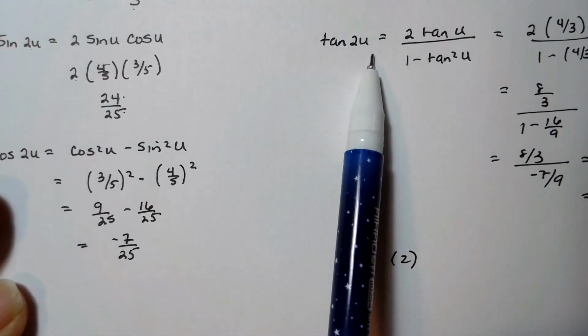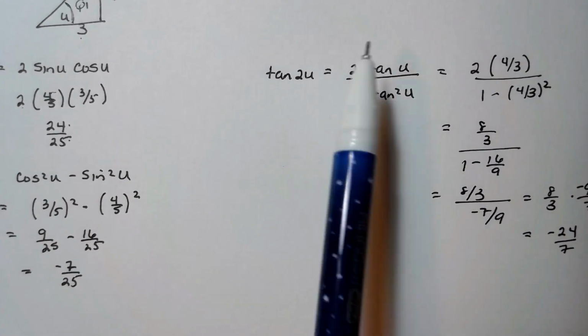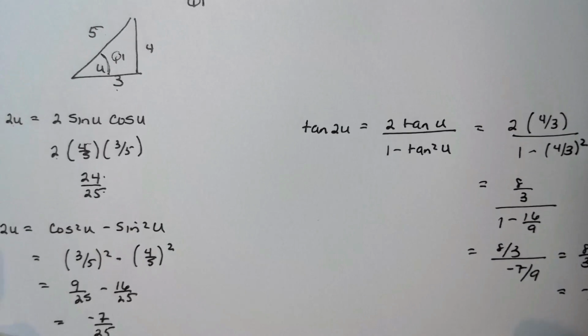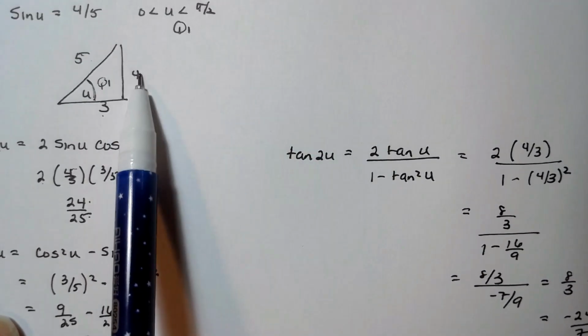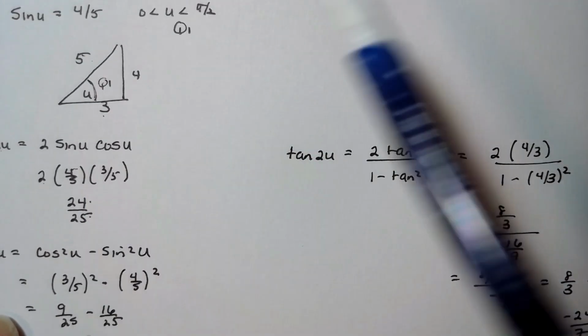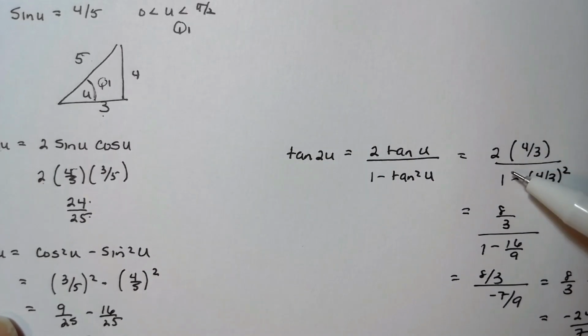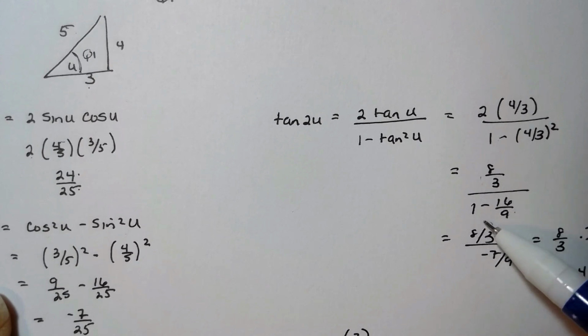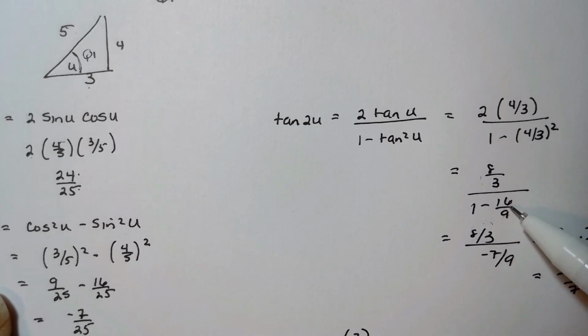Finally, the tangent of 2u is a nice little formula. It's 2 times the tangent of u over 1 minus the tangent squared of u. Looking back at my little triangle, the tangent is the opposite over the adjacent. So it's 2 times 4/3 divided by 1 minus 4/3 squared. 2 times 4/3 is just 8/3, and I can't reduce that, divided by 1 minus 16/9. On the bottom, 9 minus 16 is a negative 7 over the common denominator.